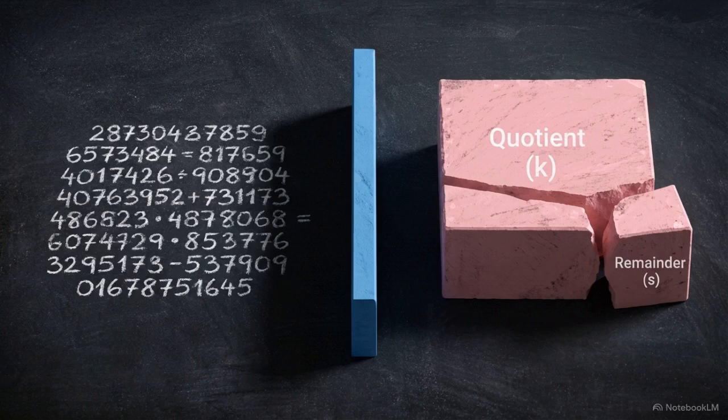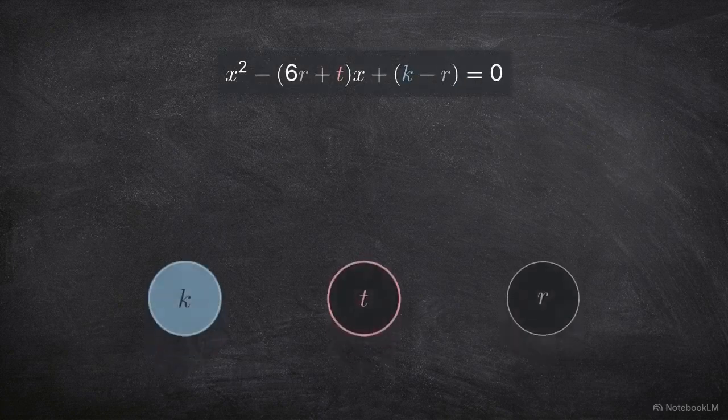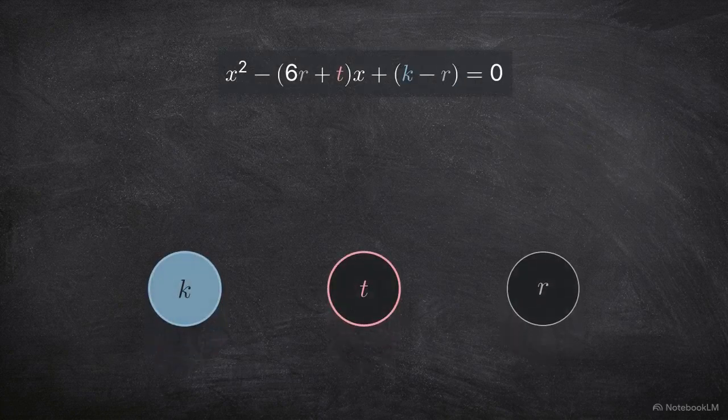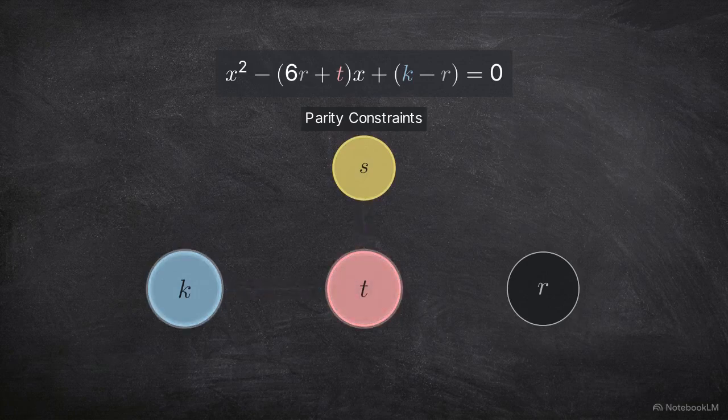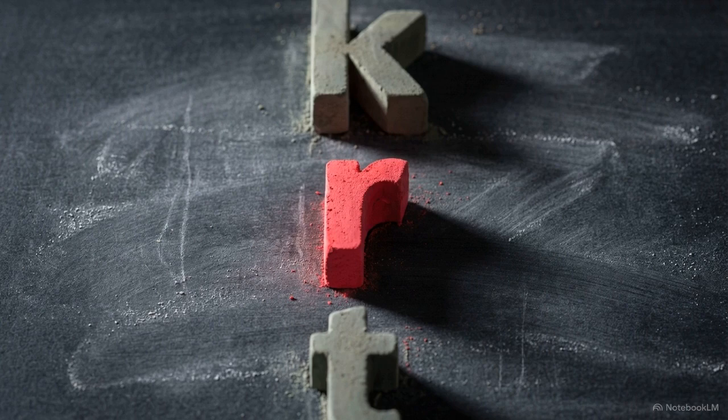Recall the variables needed for the quadratic equation: k, r, and t. We have k, but we need to derive t. The variable t is a constant derived directly from a mathematical combination of k and the parity constraints associated with s. That leaves r as the iteration target. It is the only unknown variable left in the algorithm.